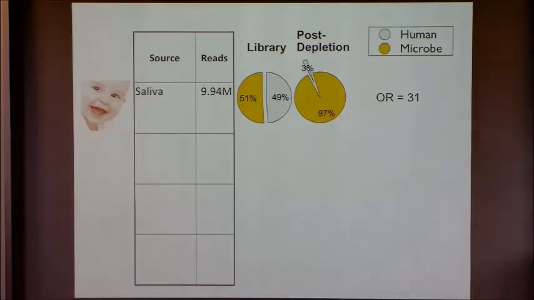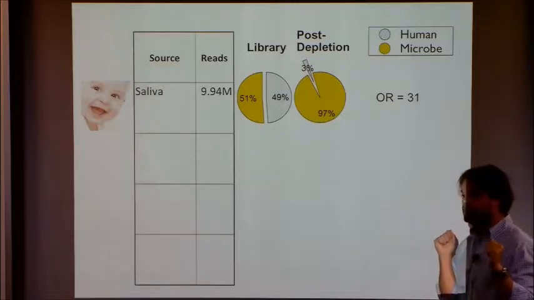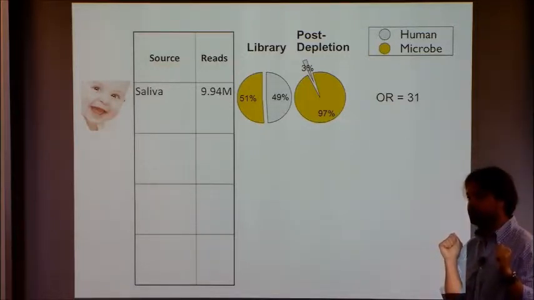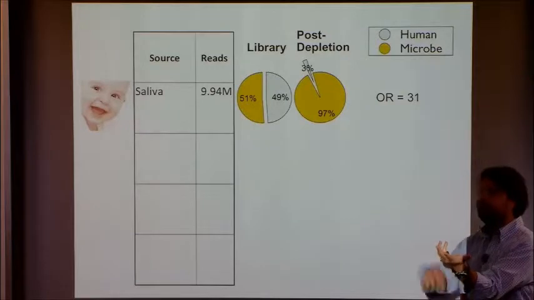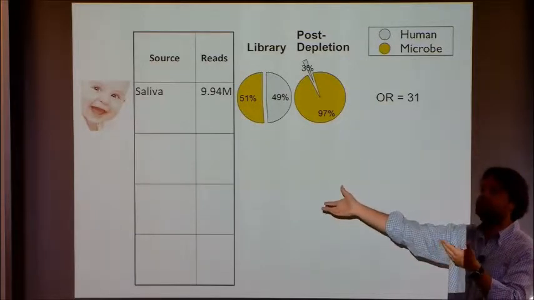Sorry, Carlos, what do you mean by depletion? So you actually suck out the human material from the sample? Yeah. So you capture the human, you use WISC, and then you sequence the other bit.